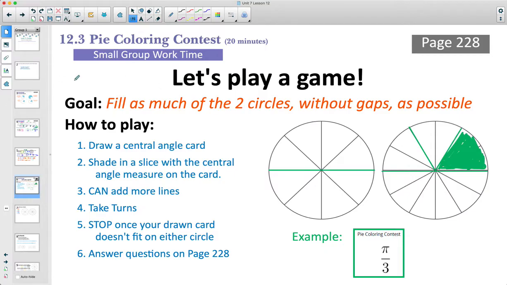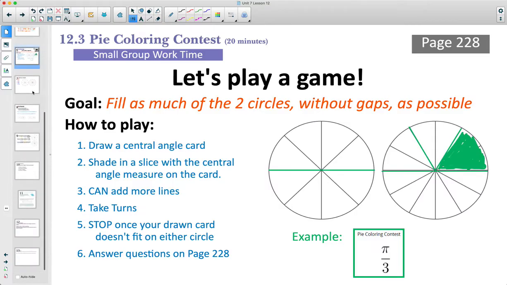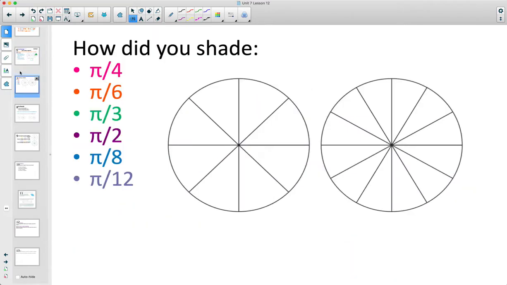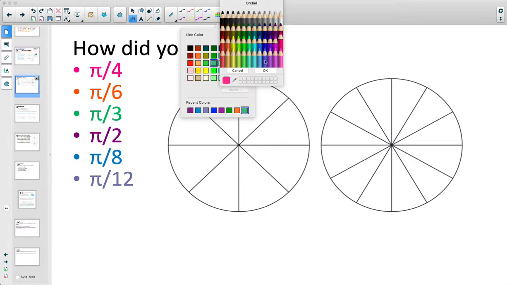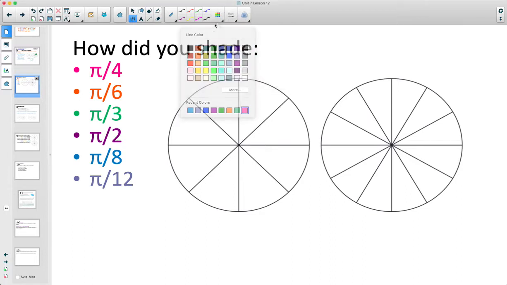All right, so then you're just going to keep drawing different central angles and shading in until you draw a card that doesn't fit on your circle anymore. Then come back to the video. All right, so let's look at how you would have done this, especially if you can't do this activity at home. Here are some of the angles that you would have gotten if you were drawing cards.